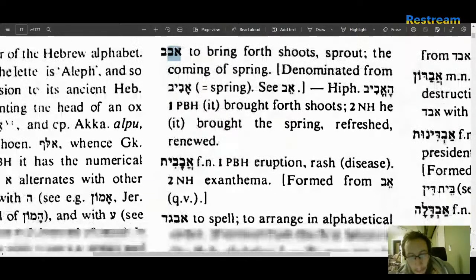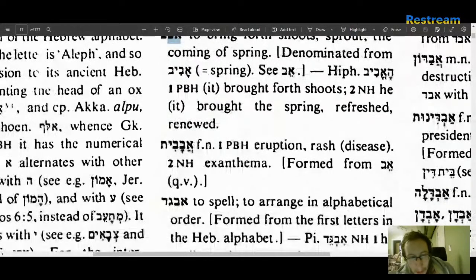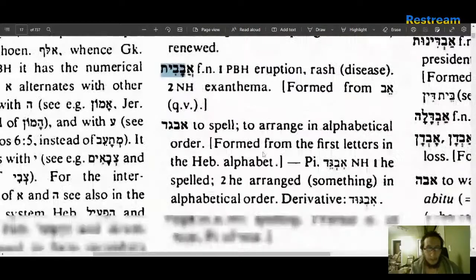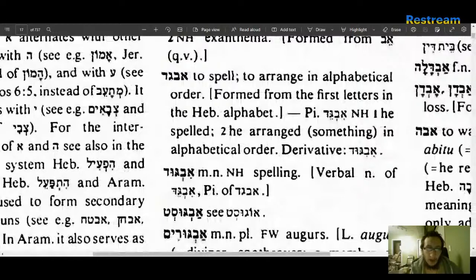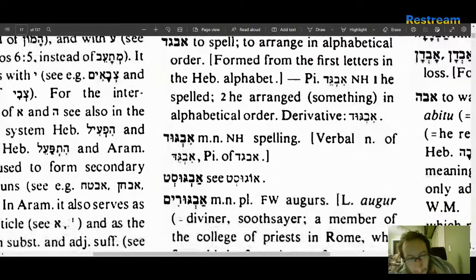And then we have post-biblical Hebrew, abibit, it's a type of rash. Okay. This is a rabbinic word. It's basically ABCD, but instead it's ABGD, the first four letters of the Hebrew alphabet. You will see this, for example, they'll call it an abgad. Hebrew is like an abgad, they say.